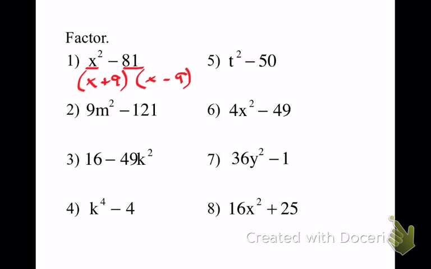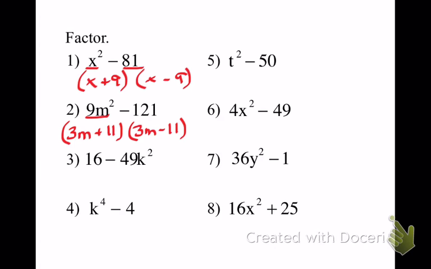In the next binomial, we've got 9m squared minus 121. Now I know it looks kind of difficult because there's a coefficient on the m squared, but they're both perfect squares. So in that case, I'm doing the same thing. The square root of 9m squared is 3m times 3m. That would give me 9m squared. The square root of negative 121 is 11. And I've got one that's a positive and the other that's a negative. All right. Now pause the recording and see what you can do for the next few.